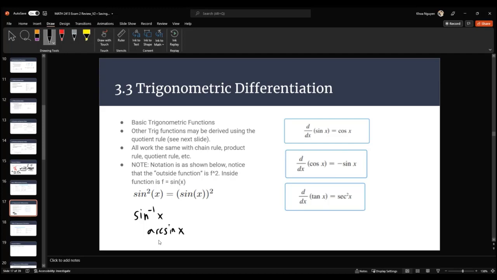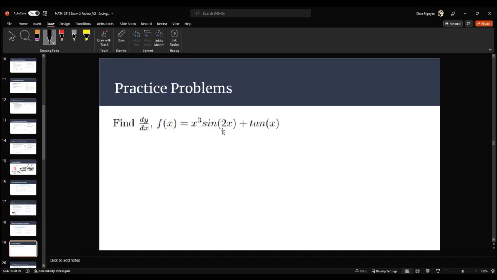If there's ever a -1, then it's actually arcsine. It's an inverse function, which is different. It's never going to be a -2 or a -3 because that's just not how it goes. But if it's a 2 or a 3 or a 4, that just indicates sine of x cubed or sine of x to the 4th. So -1 is the only unique case that you have to be careful of. So this is a practice problem.